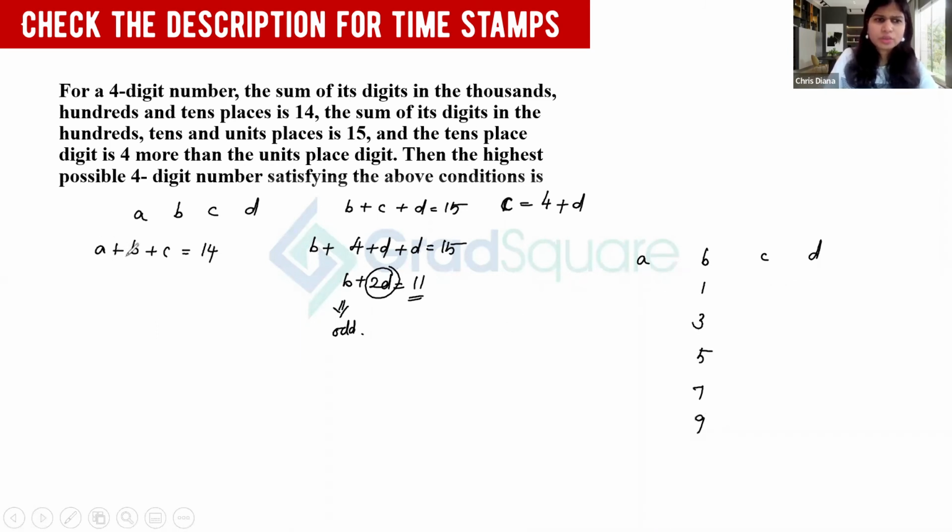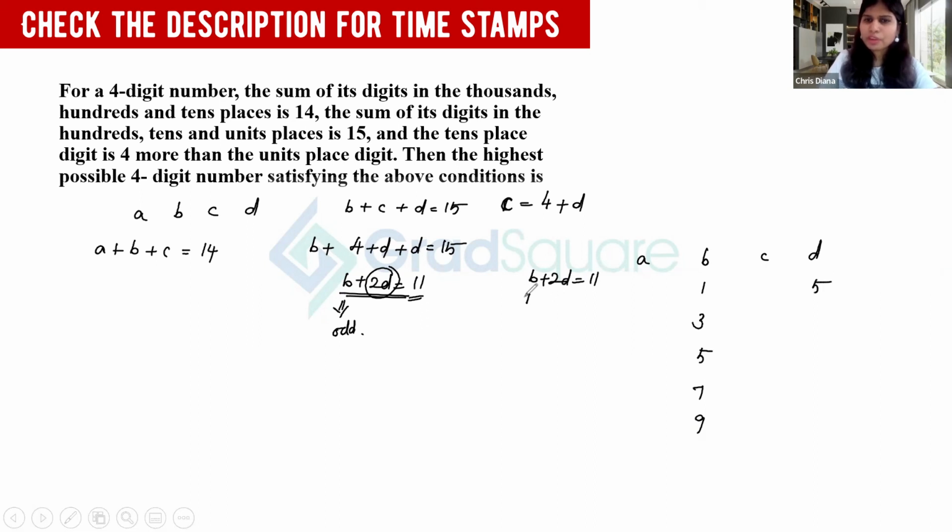Now I also know A plus B plus C, and A plus B plus C is equal to 14. Now one more thing, here B plus C plus D. From here I think if I have B, I can get the value of D in each case. B plus 2D has to be equal to 11. So if B is equal to 1, then 2D will become 10, so D will become 5.